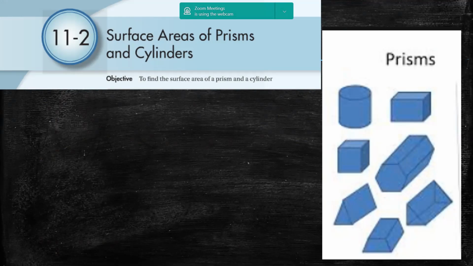Today we will start talking about the surface area of prism and cylinder. In this lesson, we will learn how we can find the surface area of the prism and cylinder. Now look at these shapes here. These shapes down here, all of them are prisms, and this one is a cylinder. What is the prism?